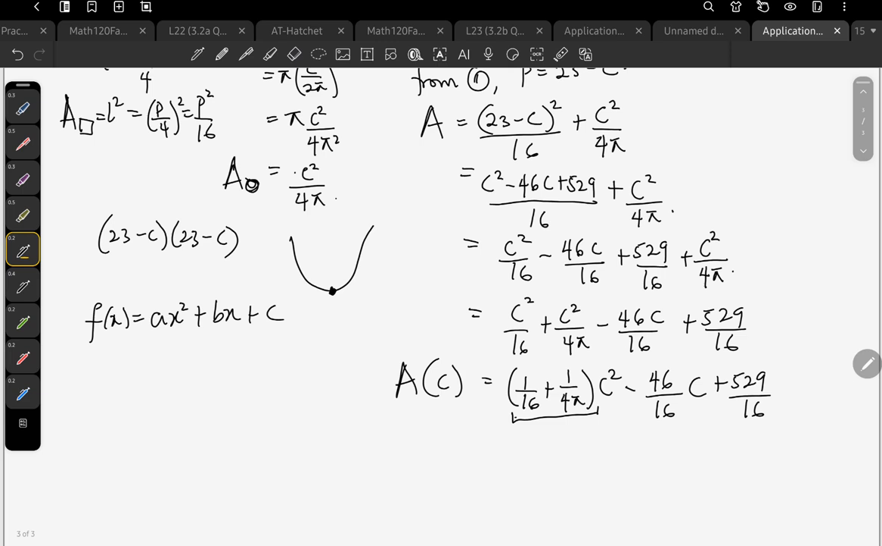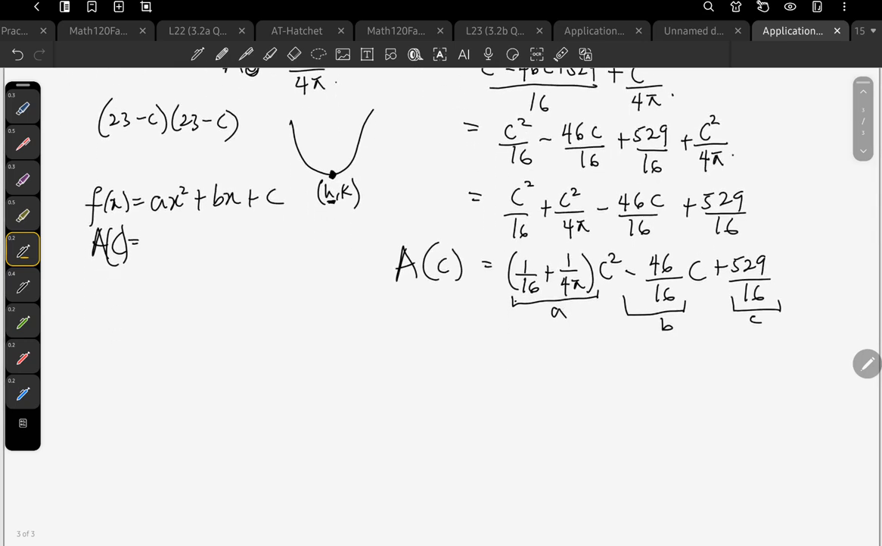To find the minimum, we are looking for the vertex. For f of x, the vertex is h comma k, and h is the value of x for which this is minimum. The same thing we are doing here. We have A of c instead, where the leading coefficient is this ugly guy, b is this guy, and c, the constant, is this guy. So to find the minimum point of the area, the circumference that will give us the minimum value is just tantamount to looking for this h.